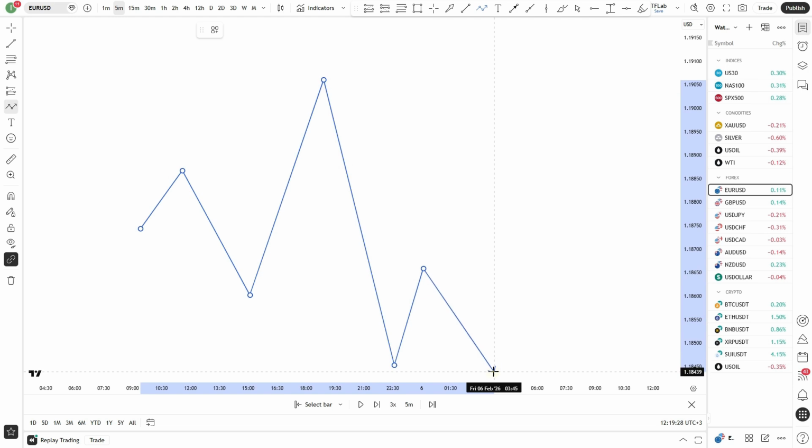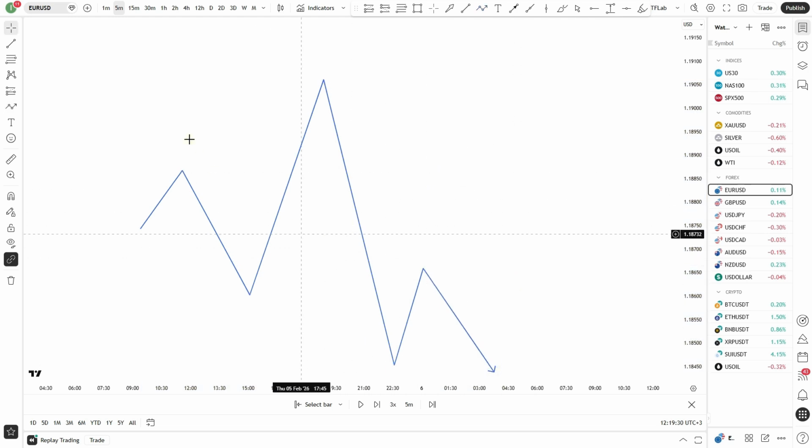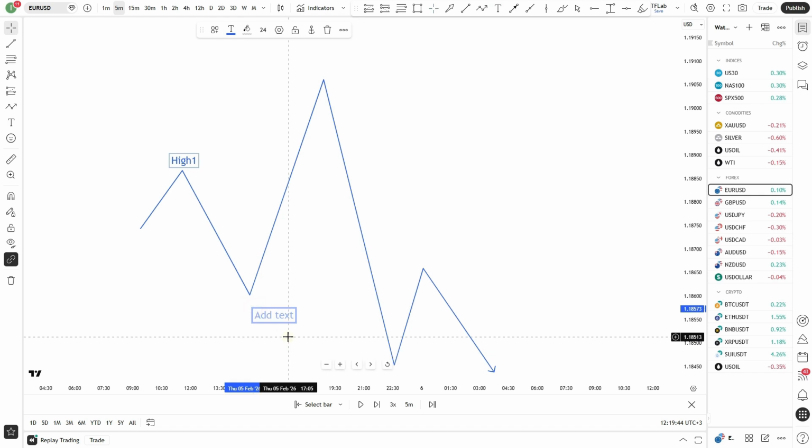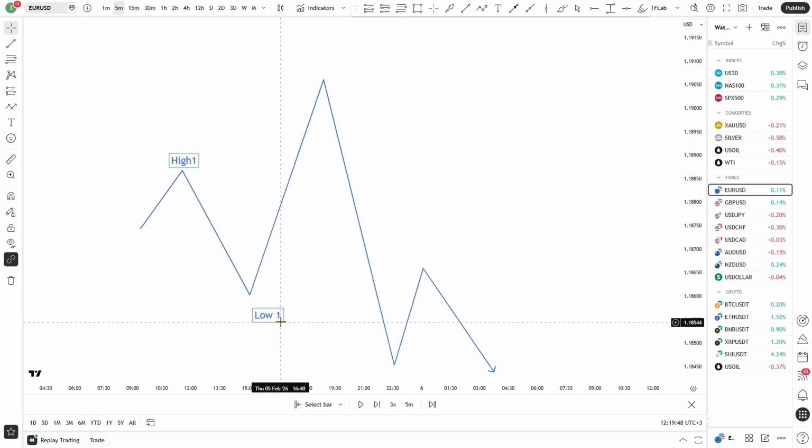In fact, it continues its own movement. Again, as always, you can see it here. Here I have a high, which I'll label as high 1. In this specific area right here, I also have a significant low point, which I'll call low 1. So you can easily see it on the chart.